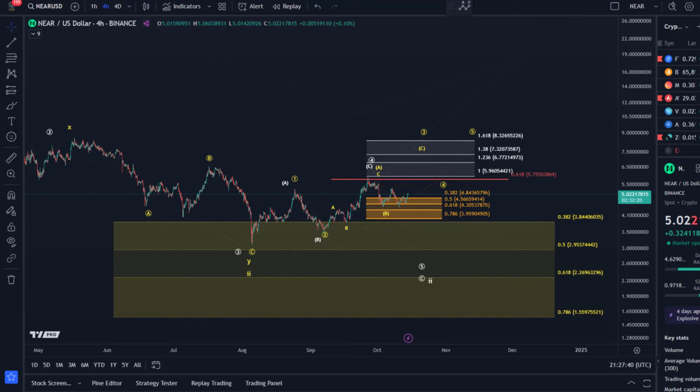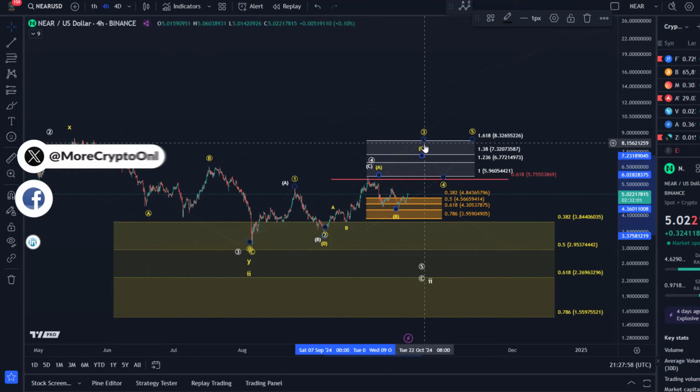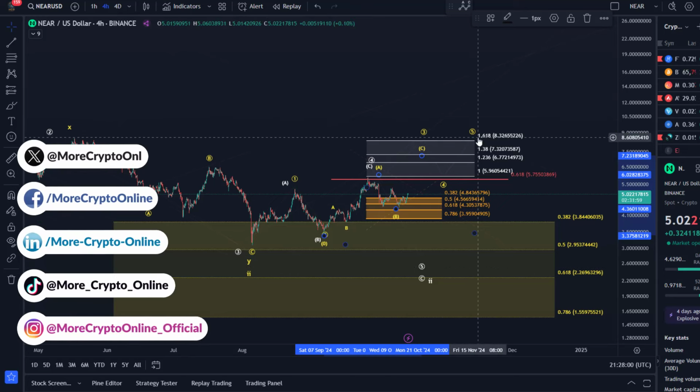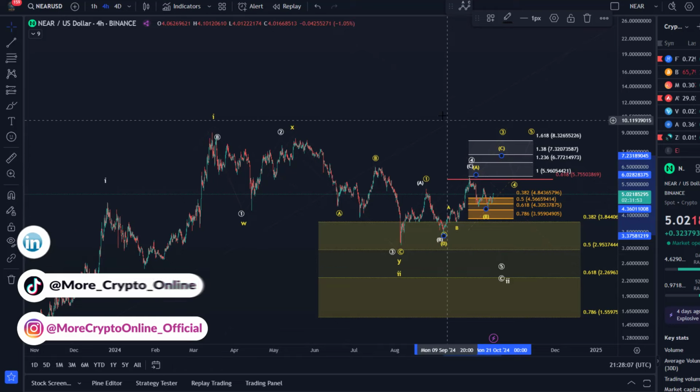So on the NEAR protocol chart, we're still holding micro support for the yellow scenario. The price is pretty much in this weird in-between space between the yellow count and the white count. The yellow count suggests further upside is of course possible, but we're dealing with a diagonal pattern. These are quite murky structures. Definitely not impulsive to the upside, so we have to be on the side of caution. Not necessarily bearish. Overall, both counts I'm tracking are bullish, okay?